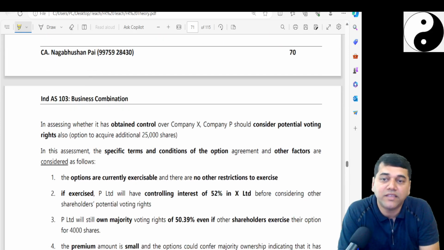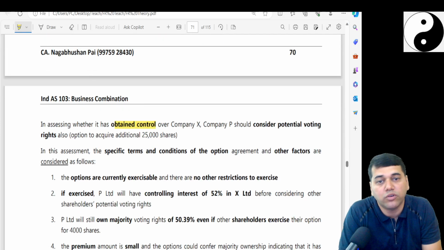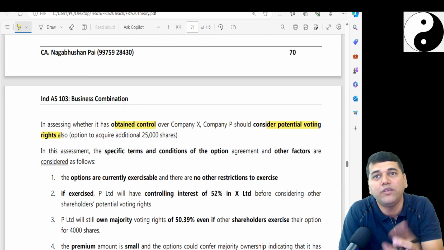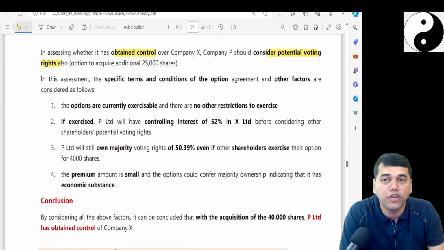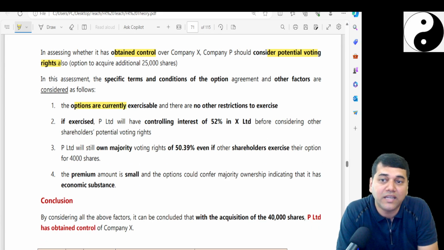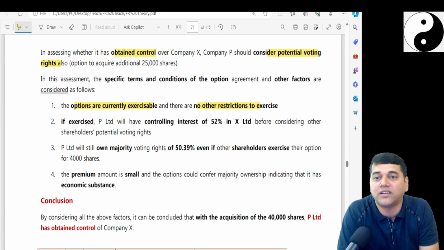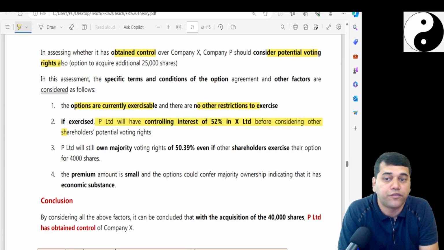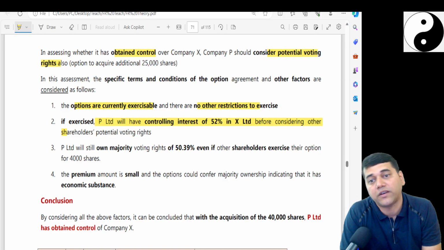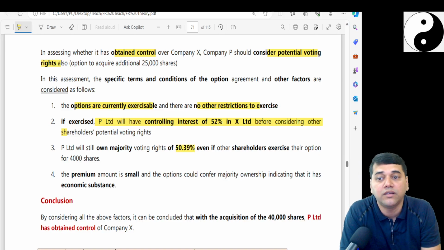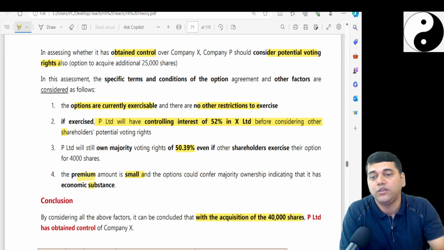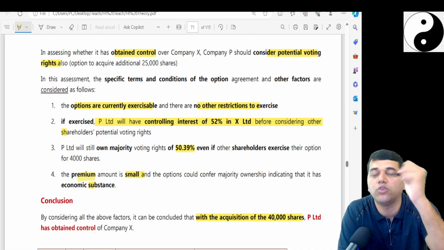So in assessing whether control has been obtained, you have to consider the potential voting rights also. Simply you cannot say 40%. Is there any option? So options are currently exercisable, no other restrictions are there. If exercised, you get 52%. Then if others also exercise, still you get majority. And the premium is very small. So with the acquisition of 40,000 shares, you literally got control over that company.